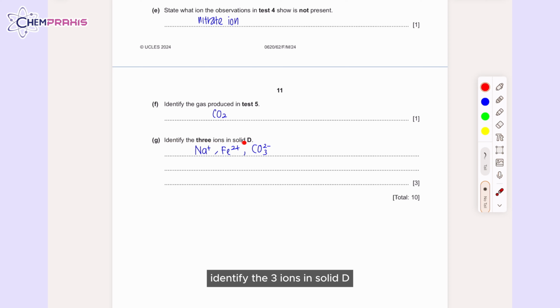Identify the 3 ions in solid D. We have sodium ions because of the yellow flame. We have Fe2+ because of the green precipitate. We have carbonate ions because of the carbon dioxide gas produced when it reacts with acid.